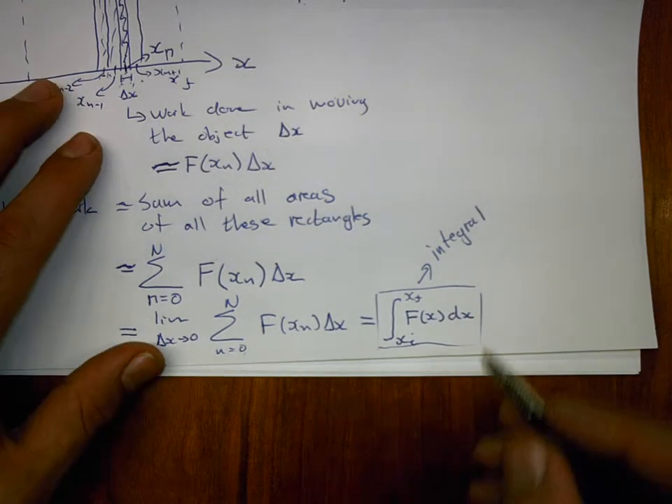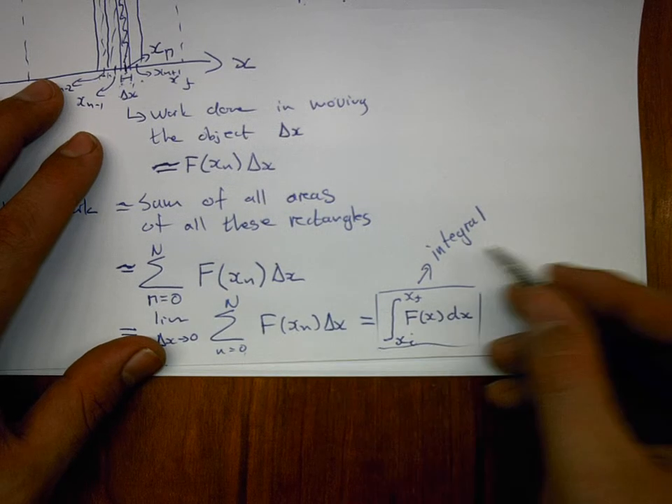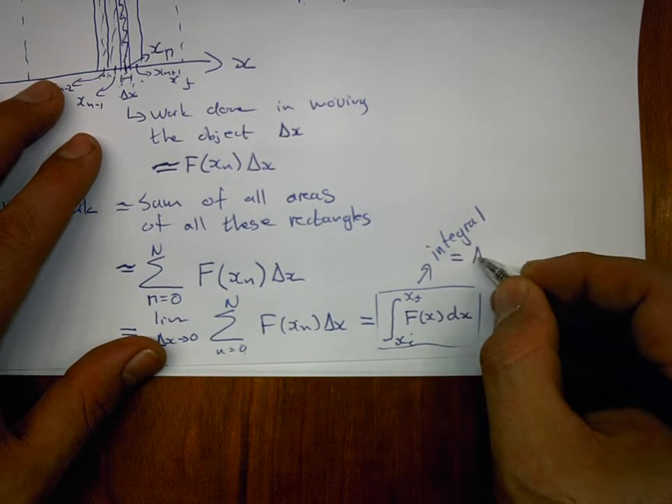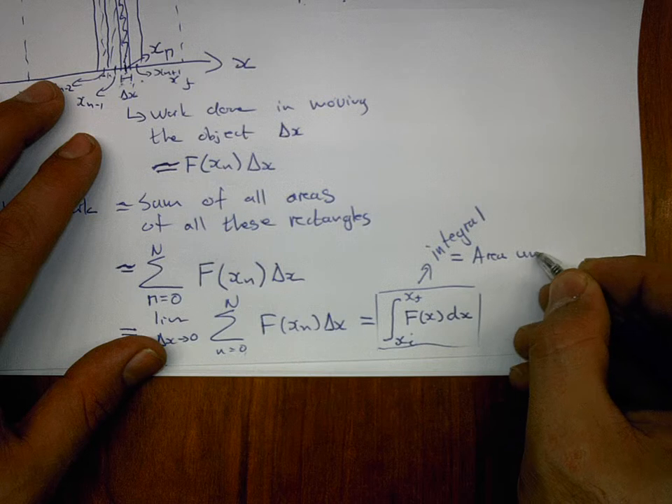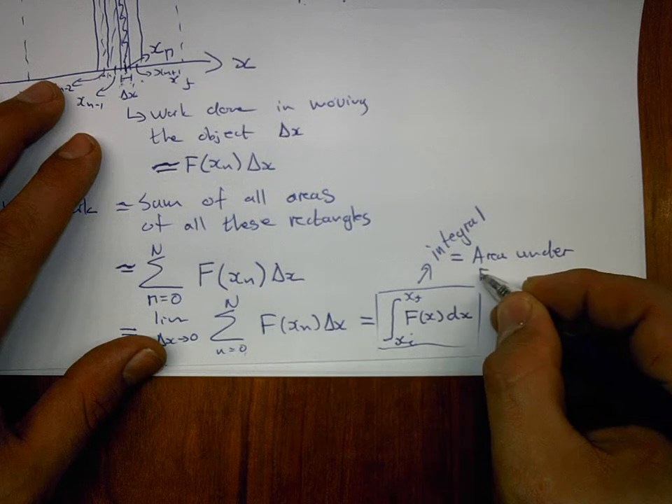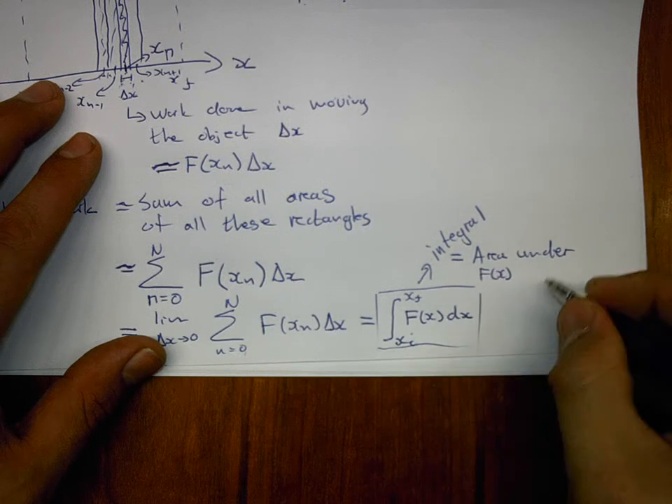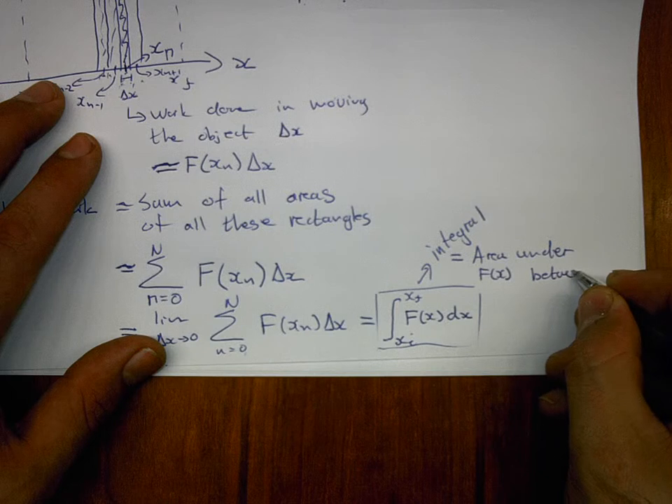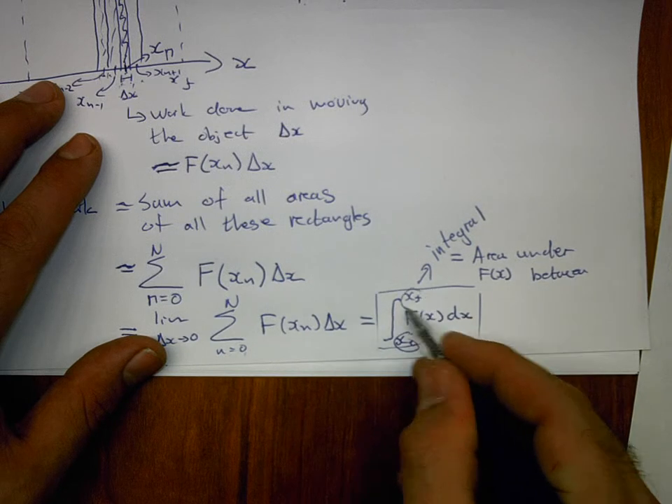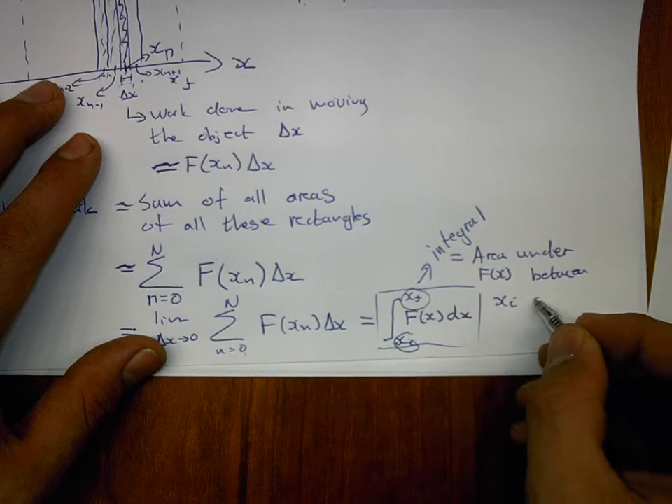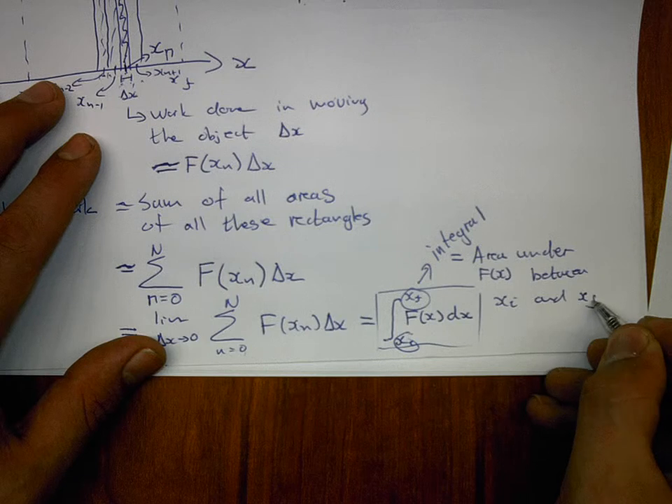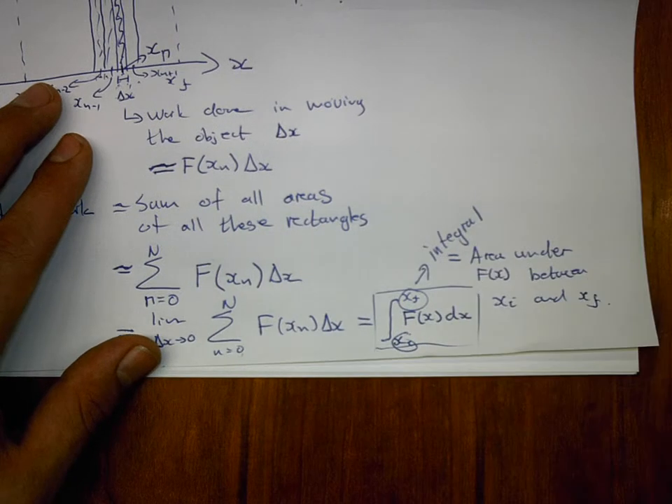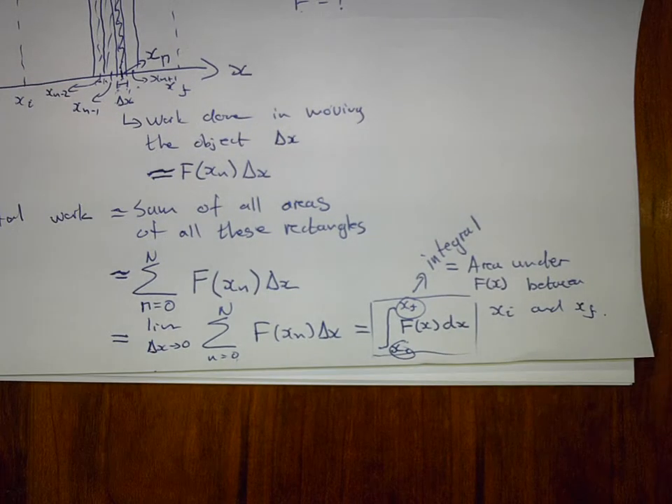What you need to know for now is this integral is always equal to the area under the curve f as a function of x between these two values, so between x initial and x final. So if you see an integral, you must think, okay, I must somehow calculate an area underneath the graph.